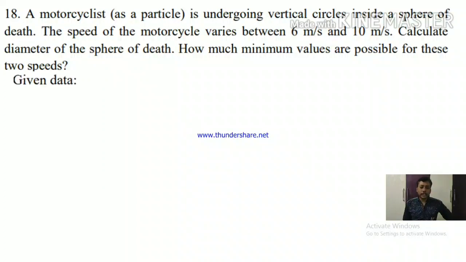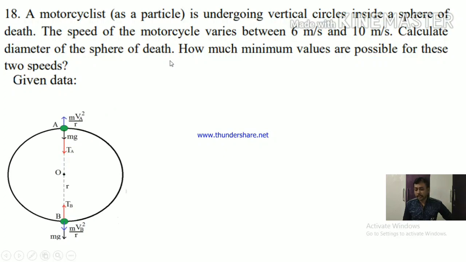Now the given data, see, a motorcyclist is undergoing a vertical circle. So this is the vertical circle in which that motorcycle is moving. The speed of the motorcycle varies from 6 meter per second to 10 meter per second. So calculate the diameter of the sphere of death. We have to calculate this diameter AB here.